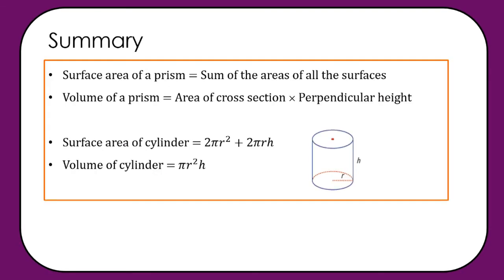So in summary, surface area of a prism is simply adding up the areas of all the surfaces. Volume of a prism is the area of the cross section or the base multiplied by the perpendicular height. And a cylinder is basically the same thing. The surface area is the sum of the areas of the surfaces, so that is 2 circles plus that curved rectangular surface. And then the volume of the cylinder is the area of the base times the height, which in this case is pi r squared times h.